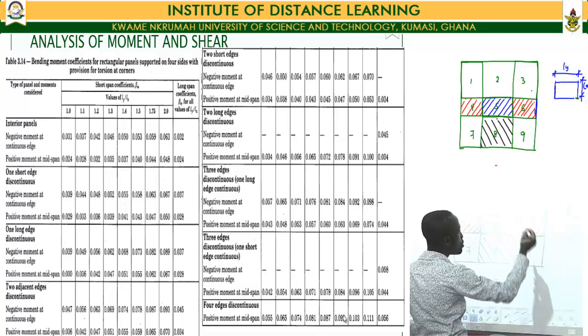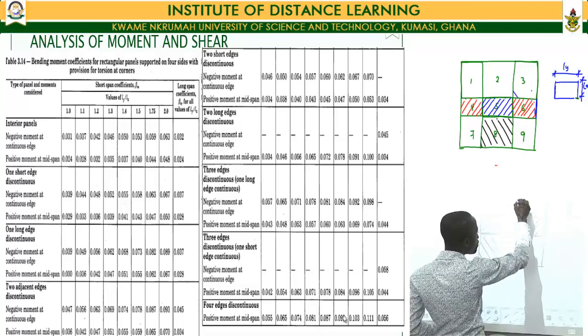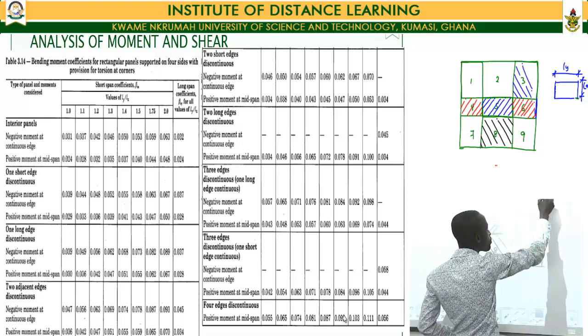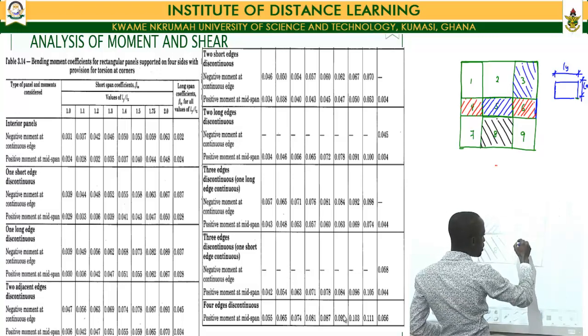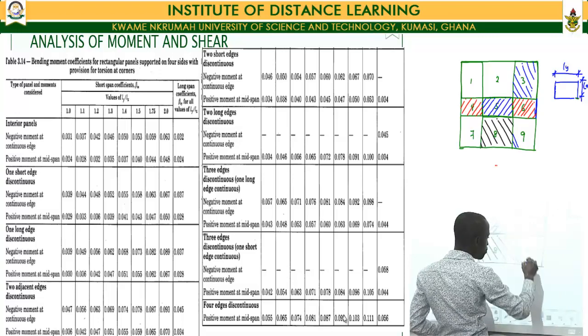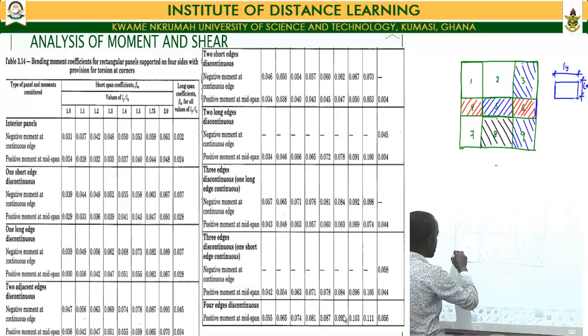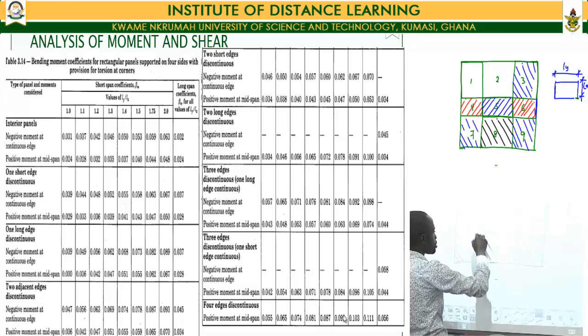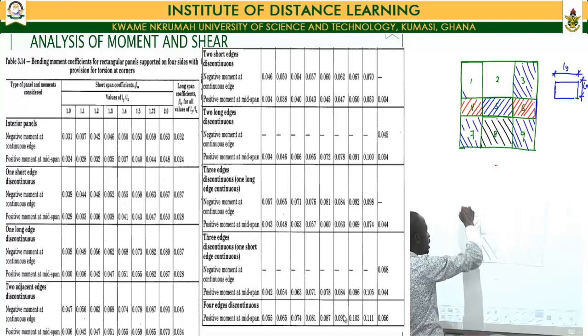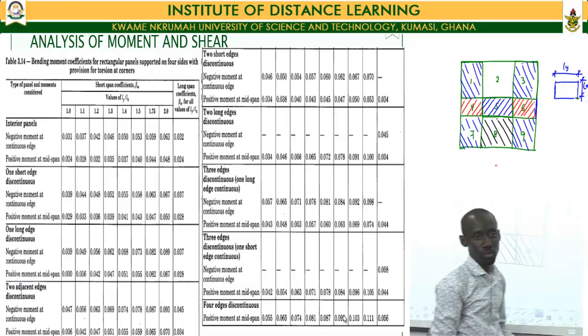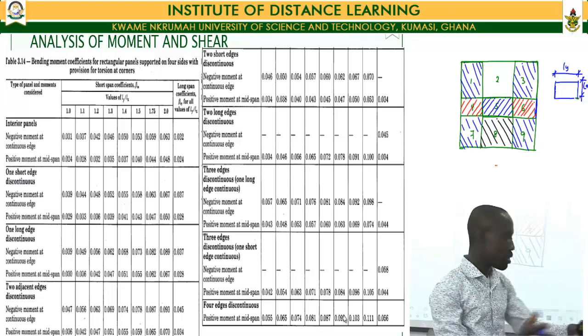So for our two adjacent edges being discontinuous, we have panel 3 as a typical example. Then there's panel 9, which is also another typical example. Then panel 7 also has two of its adjacent edges being discontinuous. And panel 1 as well has two of its adjacent edges being discontinuous. So that brings us to the first end of our table.